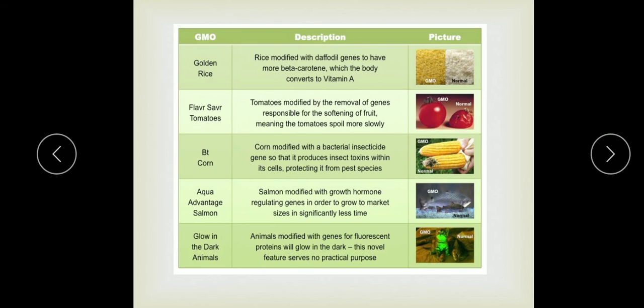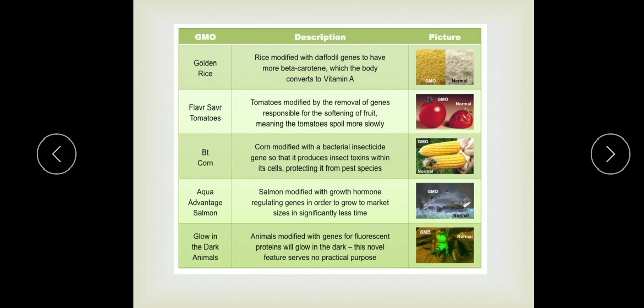Similarly, the shelf life of tomatoes can be increased with the help of genetic engineering. Like GM tomatoes, which are formed so that the process of spoilage is very slow. Tomatoes spoil very quickly, they become soft and rot. So as a result of genetic engineering, we can form such types of tomatoes in which the shelf life is increased. The next one is BT corn.